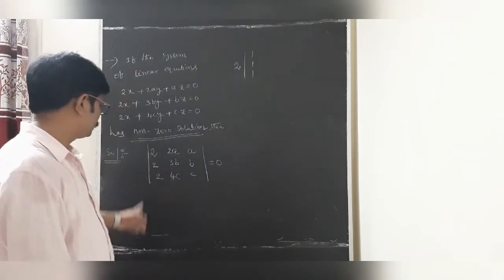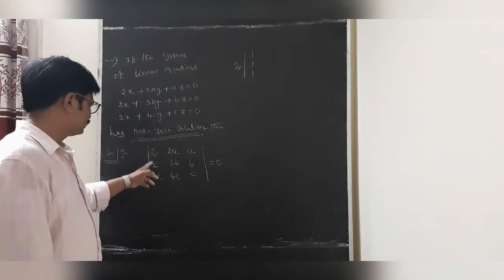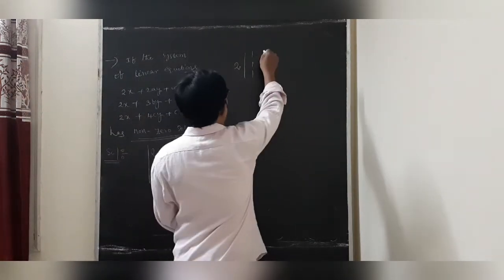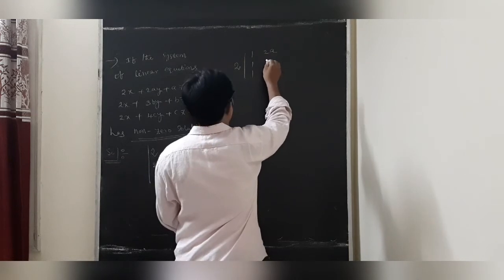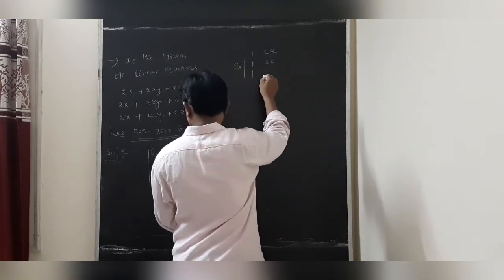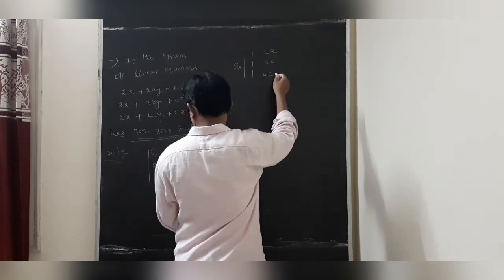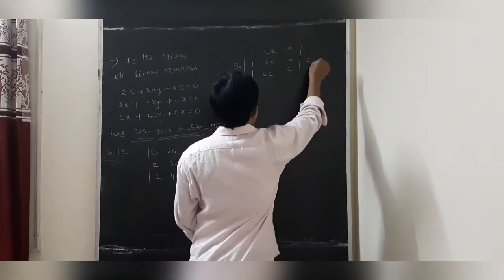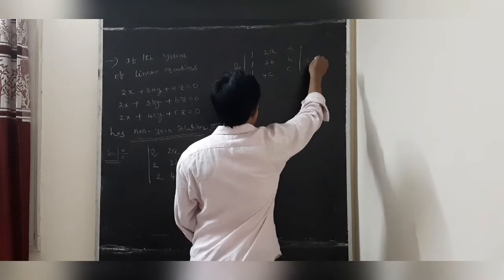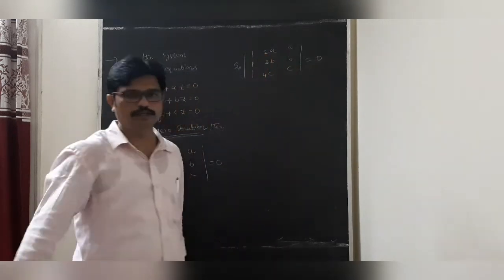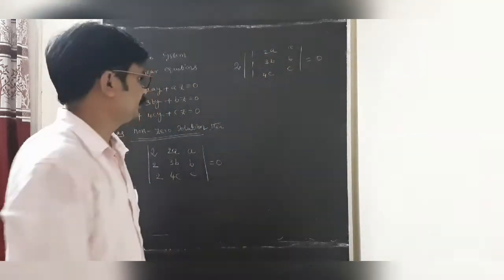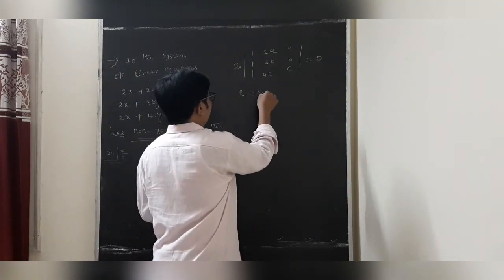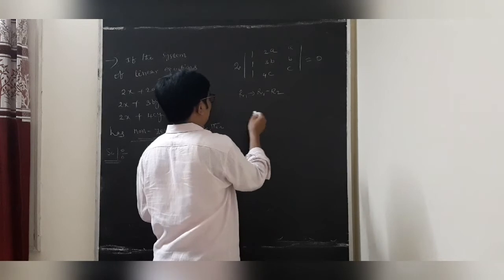So in the first column 2 is common, and that leaves 1, 1, 1. So students, 2a, then 3b, then 4c. Now students, a, b, c. This is the property. So when any column or row is 1, undoubtedly we take R1 replaced by R1 minus R2.